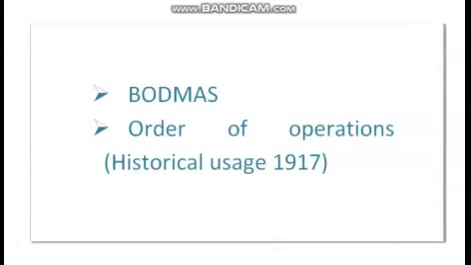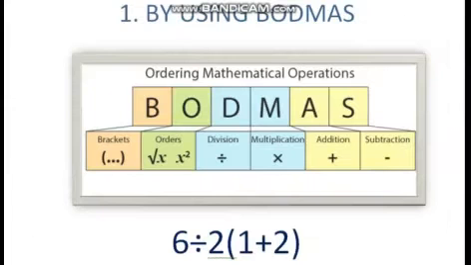I googled it and I found out that the order of operations did have a slightly different understanding in certain texts in 1917 or before. So first we are going to solve it by the PODMAS rule. In the PODMAS rule we solve the brackets first, then the orders, division, multiplication, addition and then subtraction.